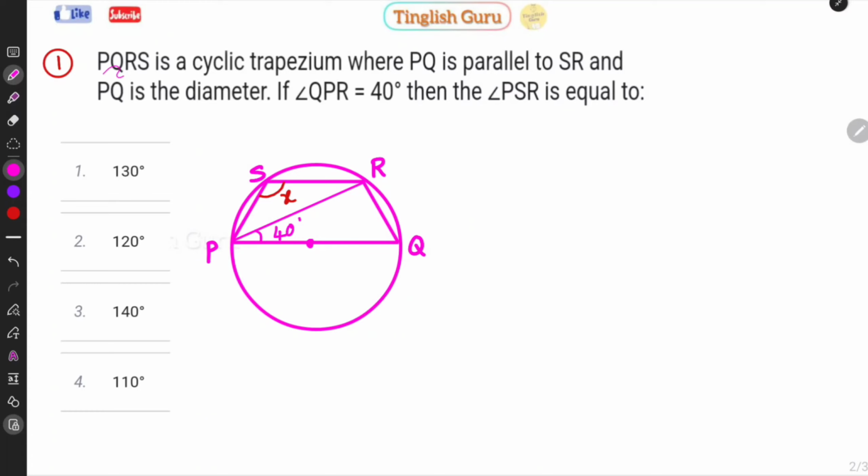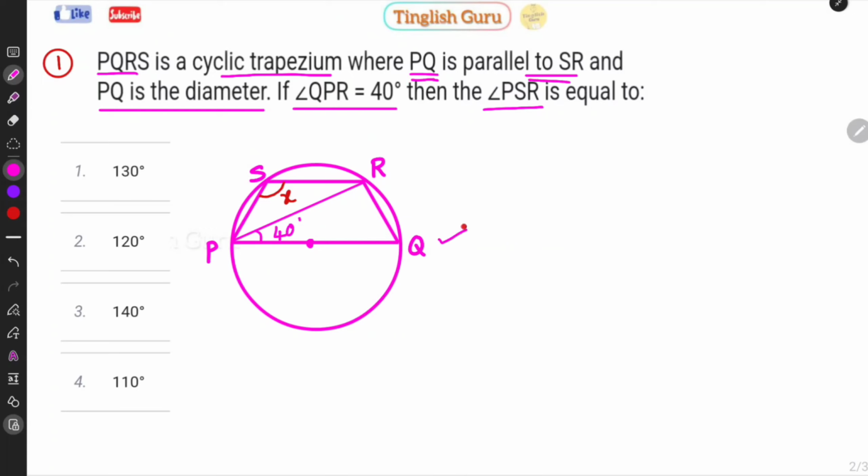First question. PQRS is a cyclic trapezium where PQ is parallel to SR and PQ is the diameter. If angle QPR is equal to 40 degrees, then find angle PSR. So in order to understand this, let us draw the figure as shown here. Inside a circle there is a trapezium. This is called a cyclic trapezium, and here it is given PQ is parallel to SR.